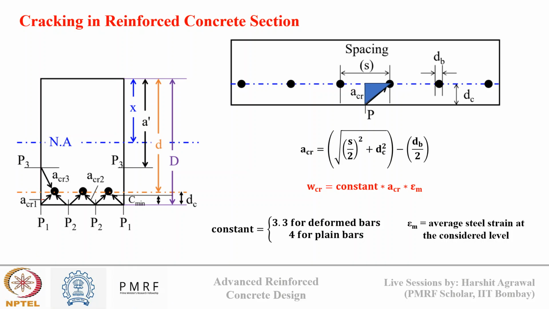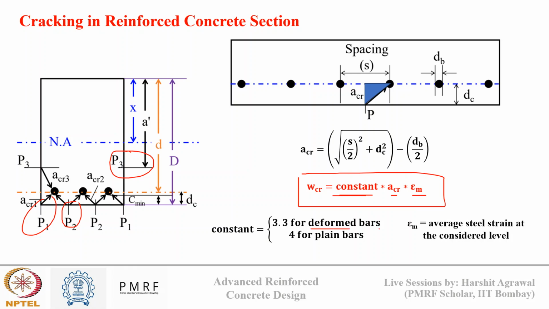So if we take different points on the concrete surface, we can calculate crack width with this formula: a constant times a_cr times epsilon_m. This constant depends upon the type of rebar. If it is a deformed bar, then the value is 0.3. If it is a plain bar, the value is 4. a_cr is the distance of the point from the nearest rebar. Okay, and epsilon_m is the average strain in the steel at the considered level.